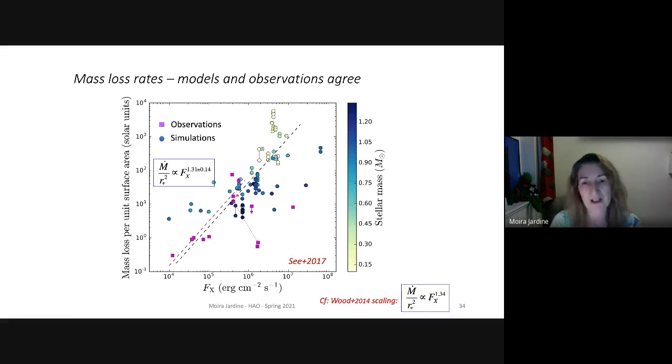And the black dashed line is the fit through those. You see that the models and the observations produce very similar slopes. But what I want to point your attention towards is actually the fact that these points are colored according to the mass of the star. And the very faint yellow color are the lowest masses.